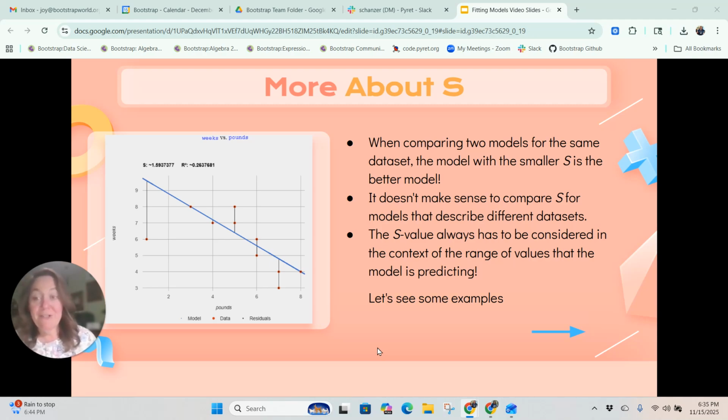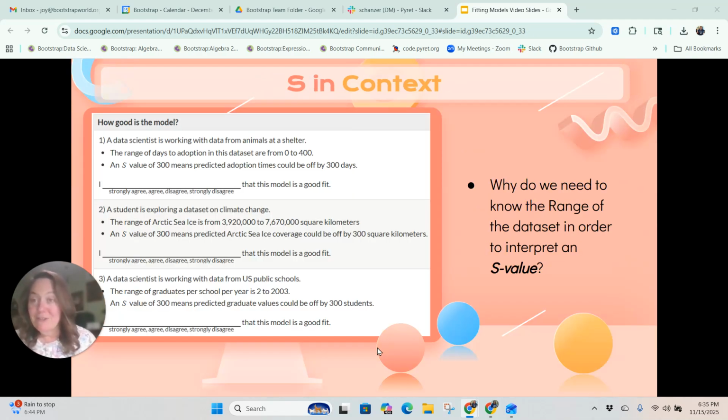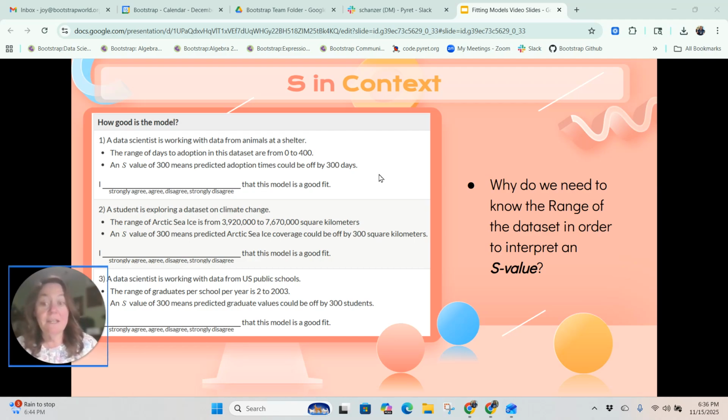I'll come back here in just a second to the third point, but we have a worksheet that the students do. And here's 1, 2, and 3 from this worksheet. They all have an S of 300. That's good, but they're all from 3 different data sets. One has to do with animals at a shelter, another one is Arctic sea ice. And so it doesn't make sense to begin to say, oh, I have an S of 300 here and an S of 300 there. You cannot compare them if they're not from the same data set. Context is extremely important, so be careful with that.